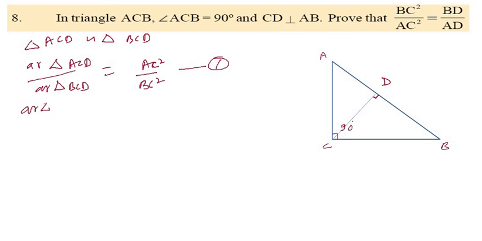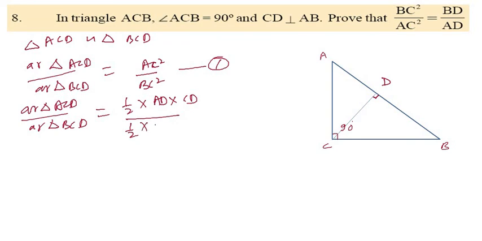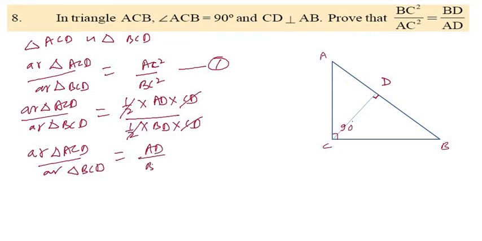And as you know, area of triangle ACD upon area of triangle BCD will be equal to half of base into height. So for ACD, half of base is AD and height is CD, and here is also 1 by 2, base is BD and height is CD. Height will be cancelled out, 1 by 2 also cancels out. So area of triangle ACD upon area of triangle BCD is equal to AD upon BD. So that is the equation second.